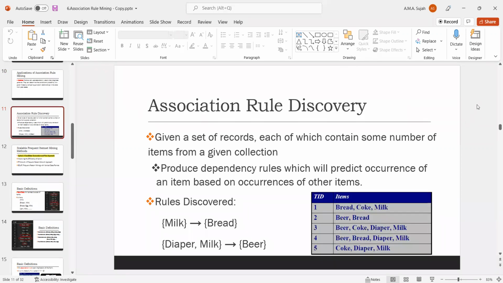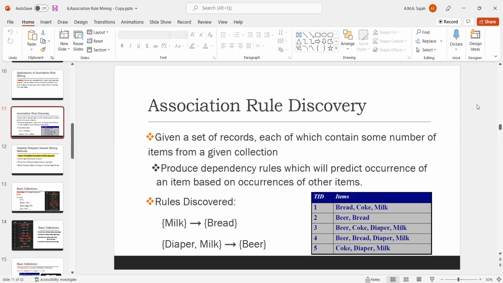Let's look at what association rule discovery is. To discover association rules, we have thousands of transactional records, thousands of rows. Let's think about a relational database management system table. That table contains 1,000 pupils' data. By using these data, you do some analytical work and you will recommend some rules. That is called discovering association rules.